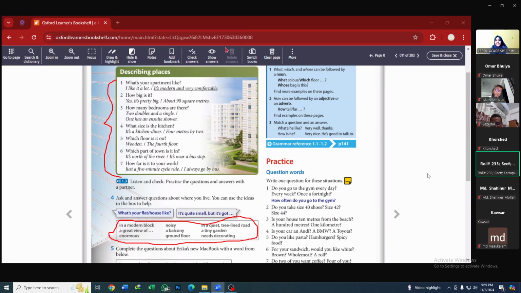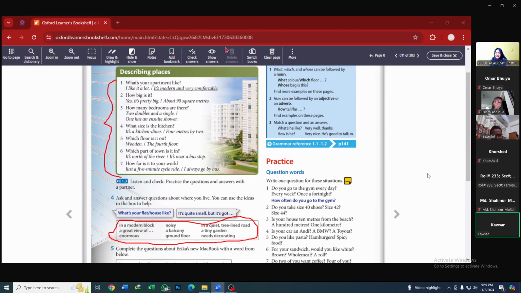What's your apartment like? I like a modern apartment. No, Mr. Kausar, listen to me. The question is not what type of apartment you like. The question means what is your apartment like? How is your home? That is what you have to answer. What's your apartment like?